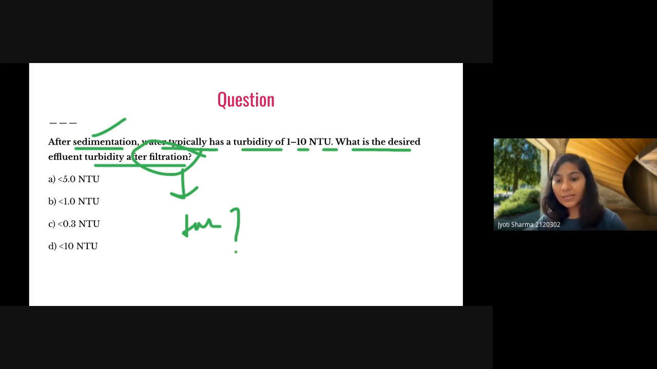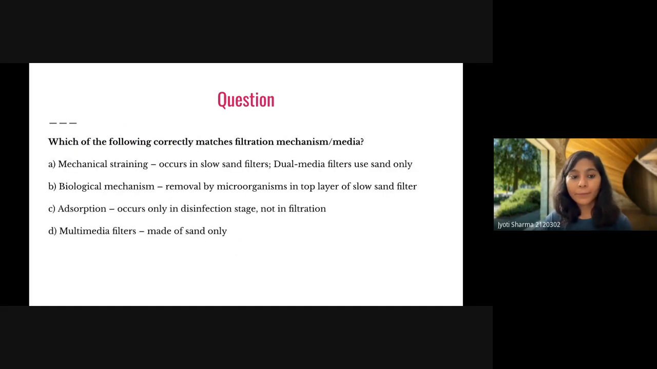Priscilla gave me C answer. Okay. So yes, C is the right answer. That should be less than 0.3 NTU. Okay. Because right now we have moved to the filtration step, right?